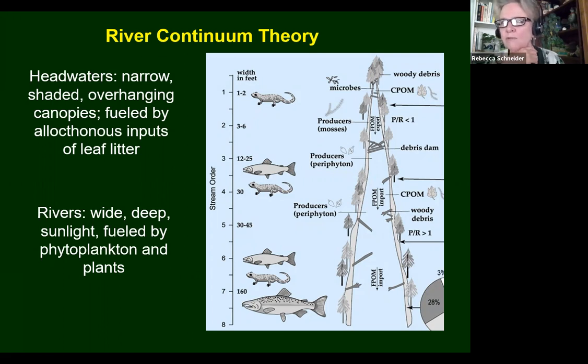So we go from being a headwater stream that is narrow, shaded with an overhanging canopy. It is fueled by inputs of leaf litter, and that process is called allochthonous. And then as we get further down, the river becomes wide, deep, receives lots of sunlight, and is fueled by phytoplankton, algae, and plants.